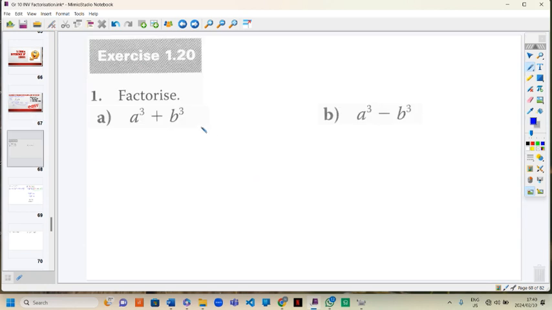So let's try and practice here. First thing I always do, look for a common factor. Is there a common factor here? No, there's no common factor.